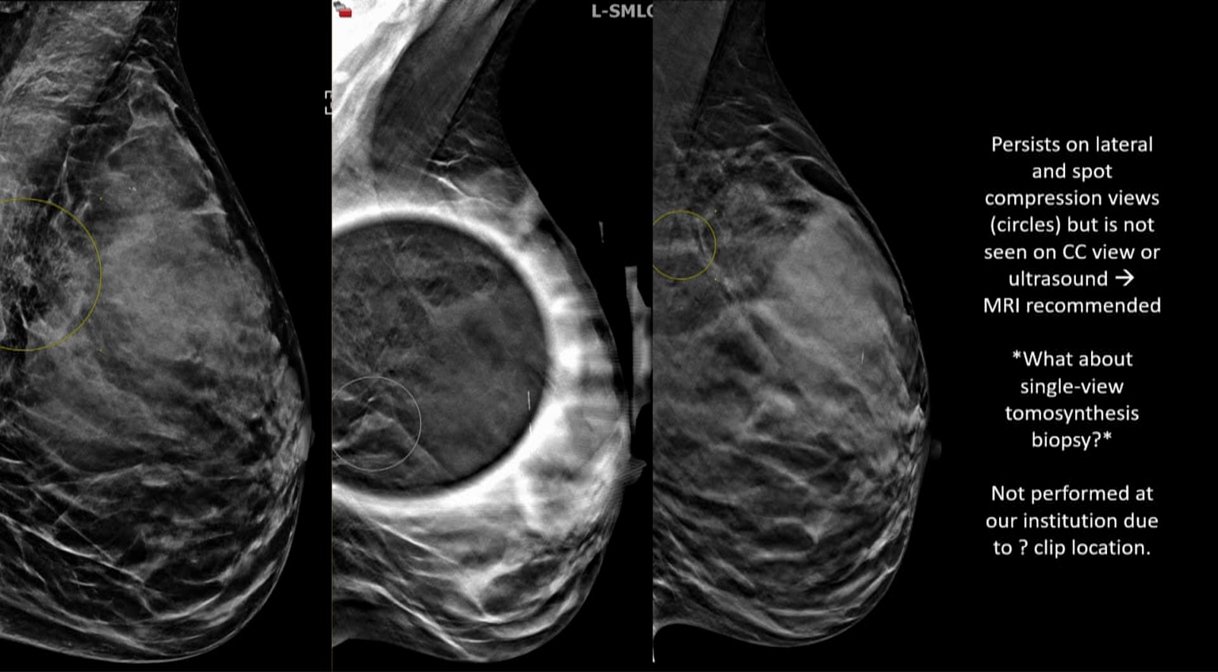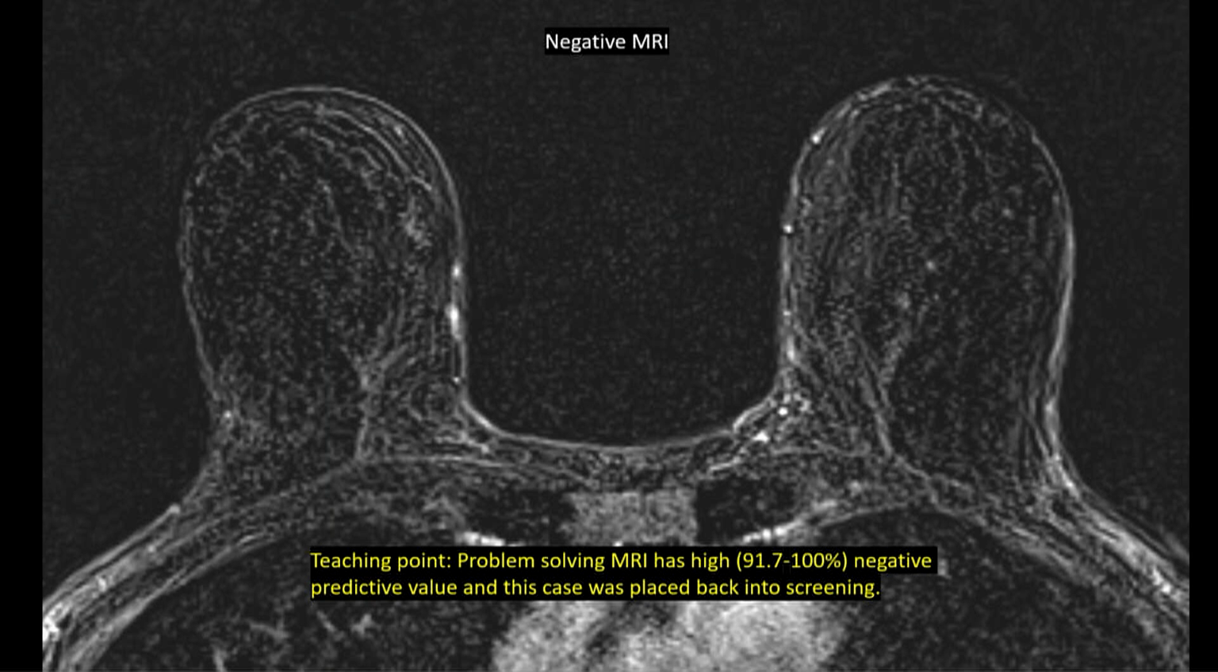So some of you may ask, what about single view tomosynthesis biopsy? We do not do it at our institution, and the reason is because if you place the clip in a single view, you do not know if the clip is in correct position in the orthogonal view. And the reason that we now don't do it is because we did have a QA case in which a biopsy had the clip not in the correct position on the CC view. The patient underwent surgery, and the cancer was not removed. That's not this case, but that's the reason we don't do a single view asymmetry.